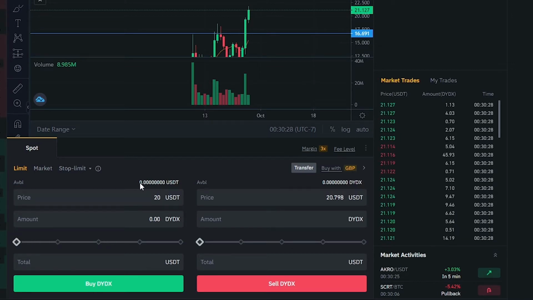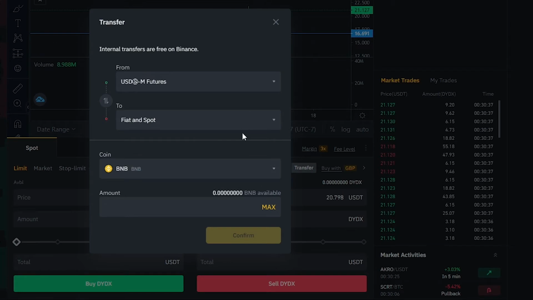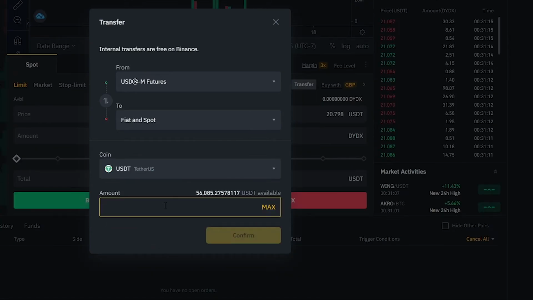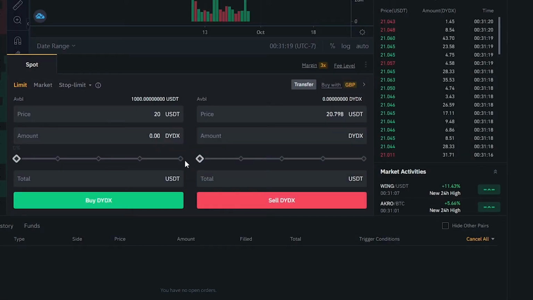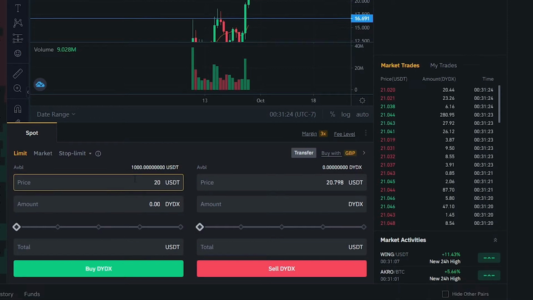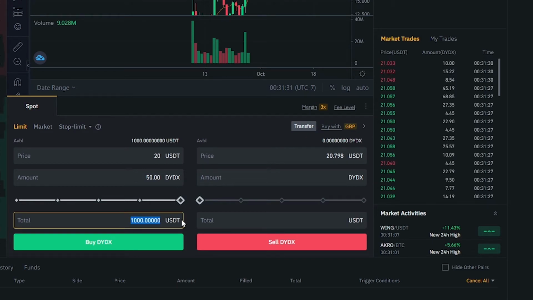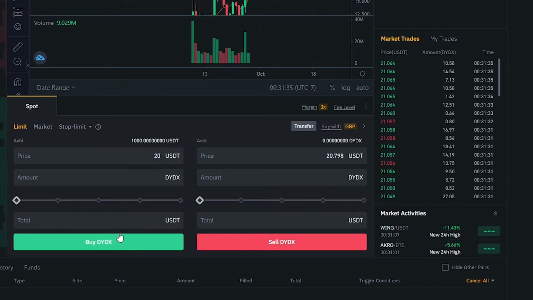Now, as you can see, I have no USDT in this account, so I have to transfer some money into this account. Now, some of my money is right now in the futures USDT, so let's just transfer over $1,000 bucks. Confirm. And as you can see, if I want to buy this coin at $20 for 1,000 USDT, all you got to do is drag this slider up to 100%. So I'll be spending $1,000 to purchase 50 coins at $20. Now let's click on buy.